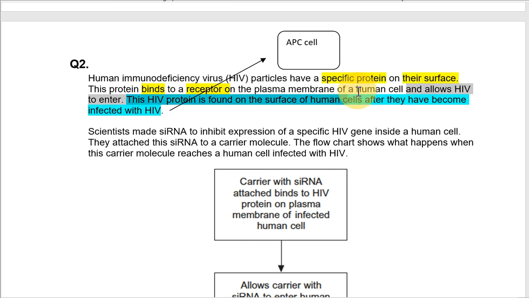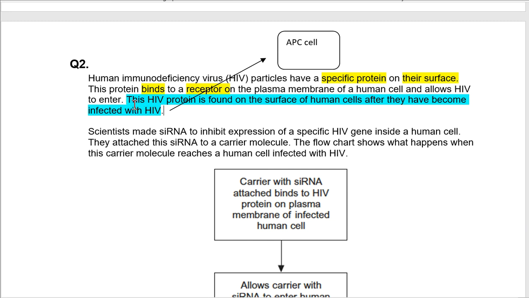On a human cell, they haven't specified, but we know that it is a T helper cell. So the human cell has a receptor outside, and the HIV binds to it. What binds from the HIV? The protein. And that binding allows the HIV to enter the cell. This HIV protein is found on the surface of human cells after they have become infected with HIV. I put that in blue highlight because students will read all of them, but they probably will read it quite fast and will not link to this.